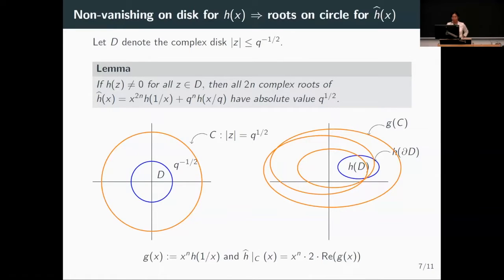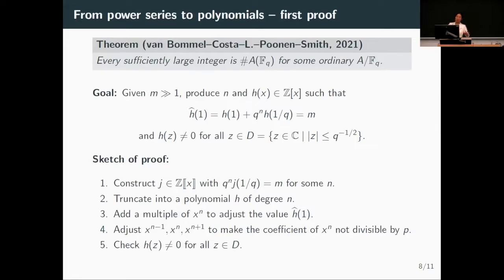Okay, so we actually have two methods. So let's start with the first one, which is the easier one. I want to construct certain polynomials, right? Let's start with power series and then truncate to get a polynomial. And this allows us to prove a slightly weaker version of our theorem.